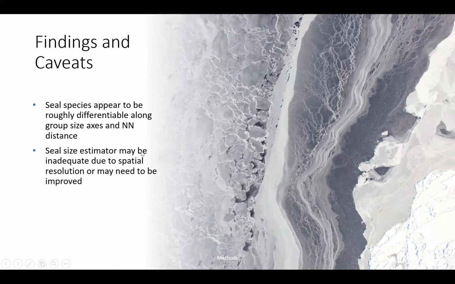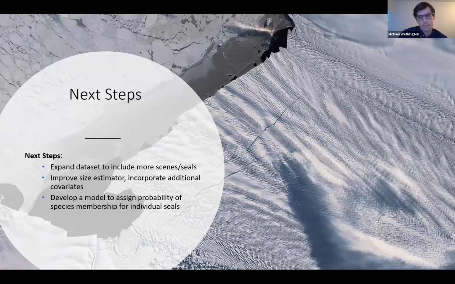There's just one more slide. Basically, the seal size estimator may be inadequate due to overall spatial resolution, or might need to be improved. So moving forward, we plan to expand the data set to add more scenes, make the estimator more robust, and then ultimately the grand objective would be to develop a model to assign the probability of seal species membership for individual seals. So with that, I'm happy to open it up to questions for anybody who has them. Thank you.